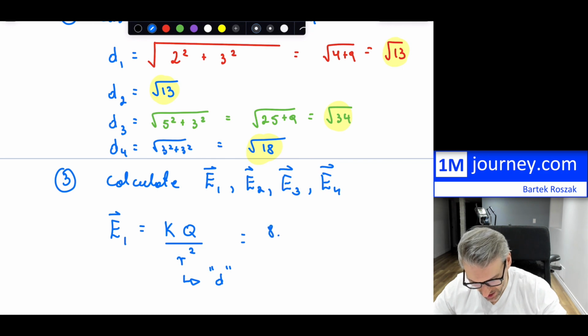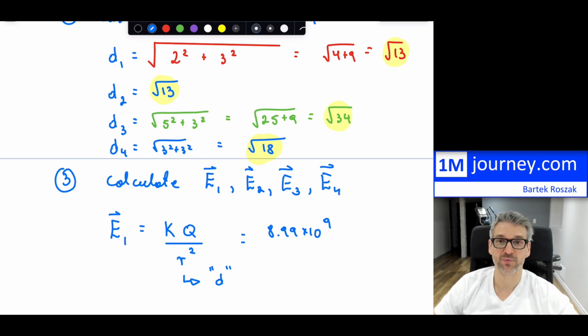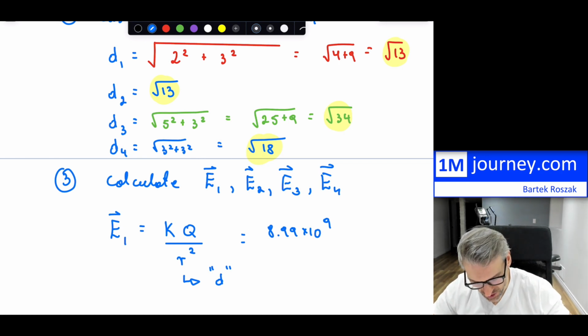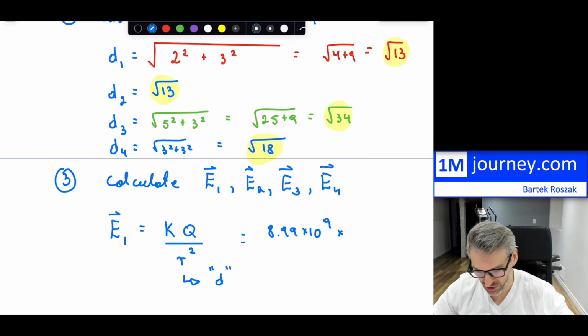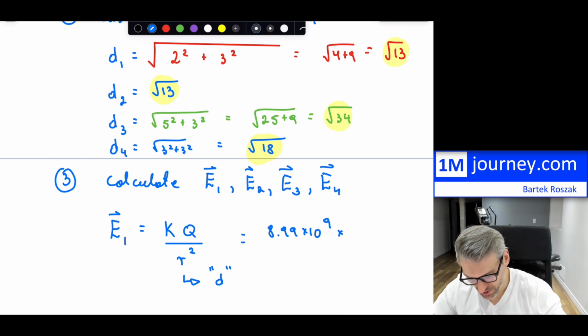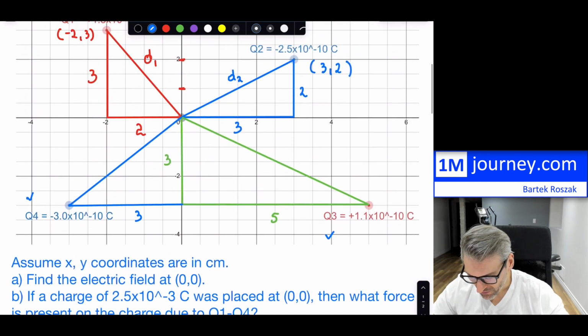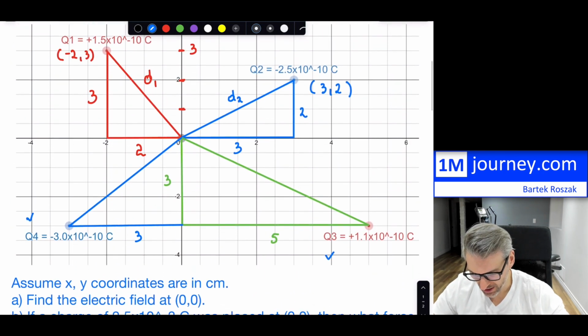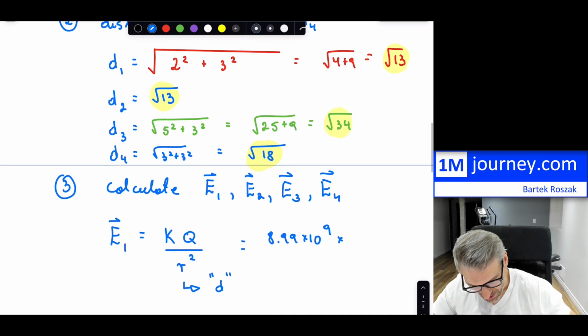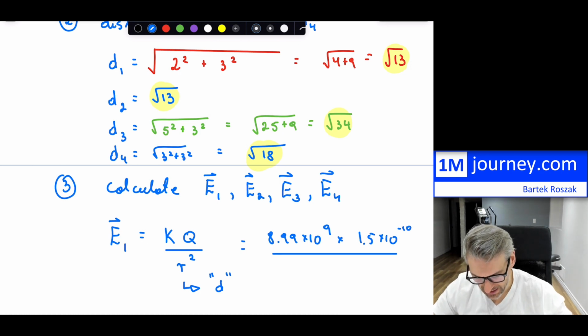So K is just 8.99 times 10 to the 9. So that is the constant that we have. And then it's going to get multiplied by whatever charge that you have in here. Now I'm going to be finding just the magnitude at the moment. This is a vector, right? But I'm going to be finding out what the magnitude here is. So I'm going to go back. Okay, so that was 1.5 times 10 to the negative 10. And so 1.5 times 10 to the negative 10, and then divided by whatever the distance was.